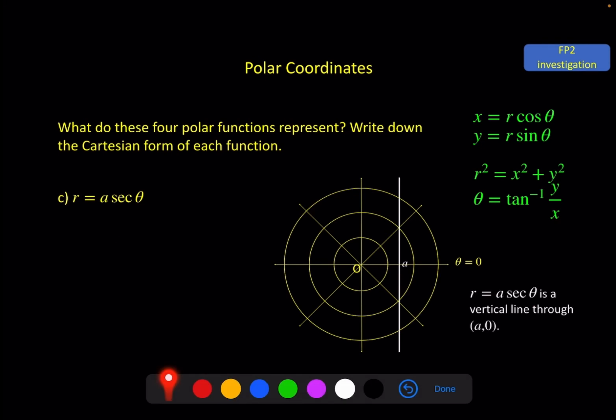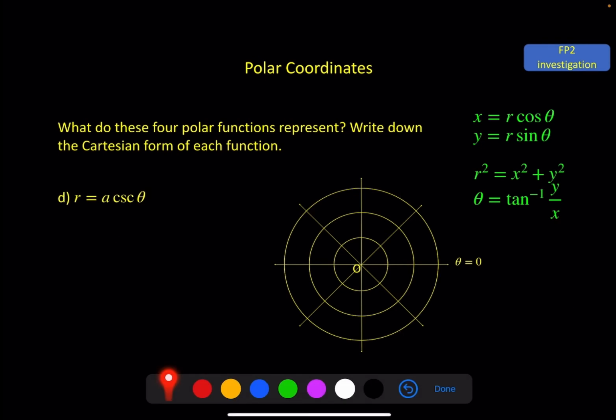The final one of the 4 that was on that screen, r equals a cosecant theta. And again, you can probably guess where this is going to go before we do it. This is a over sine theta. Take that on the other side. R sine theta equals a, replace that with a y. Y equals a is a horizontal line through a.